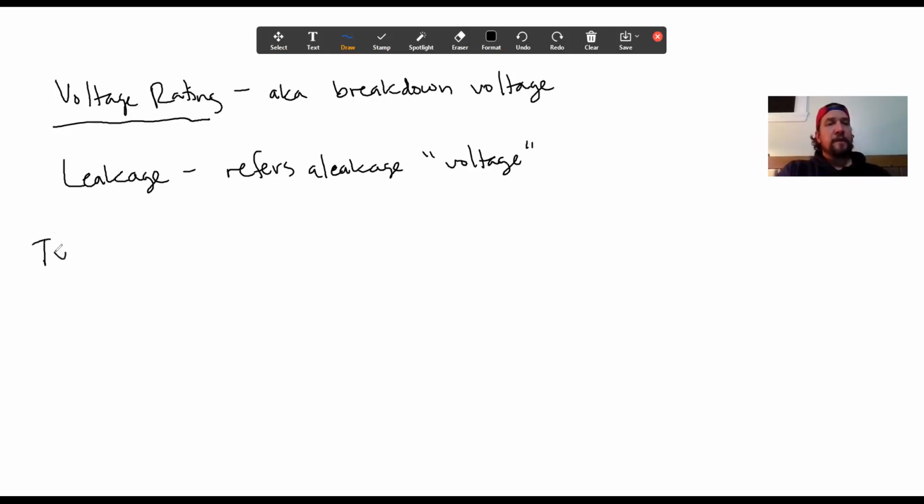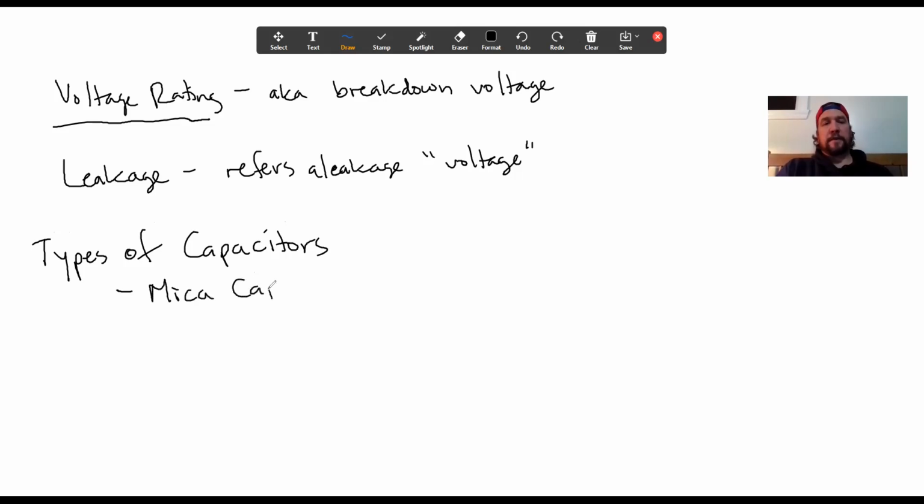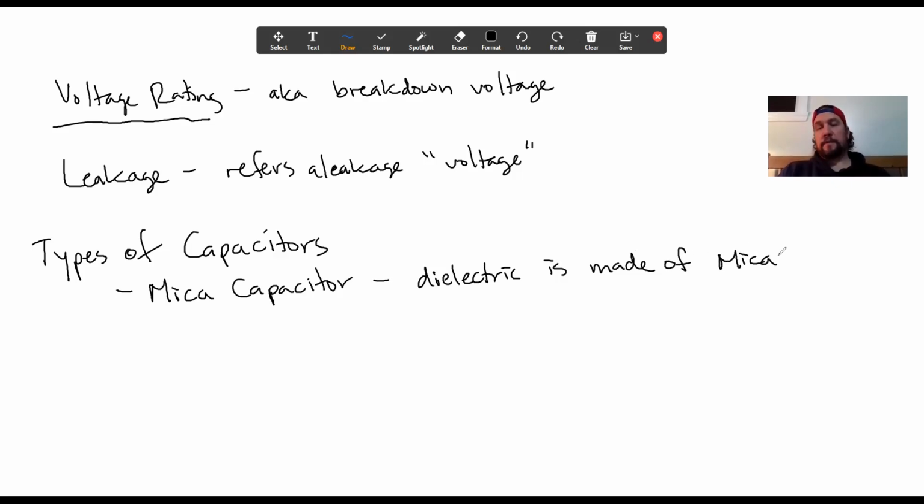Now, if we talk about the types of capacitors, there's tons of different types, but I'm just going to mention 4 of them. The first one is called a mica capacitor. It's called this because the dielectric is made of mica, which is a material. Yeah, it's a physical material called mica. Sorry about that, got my pen too close to my tablet.